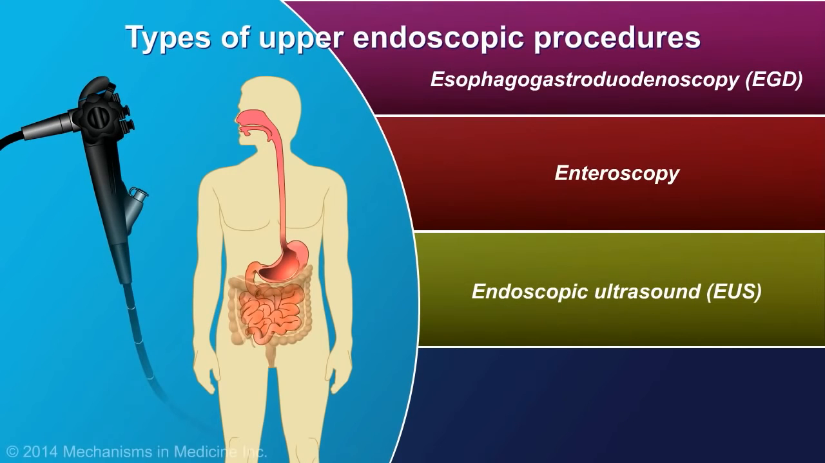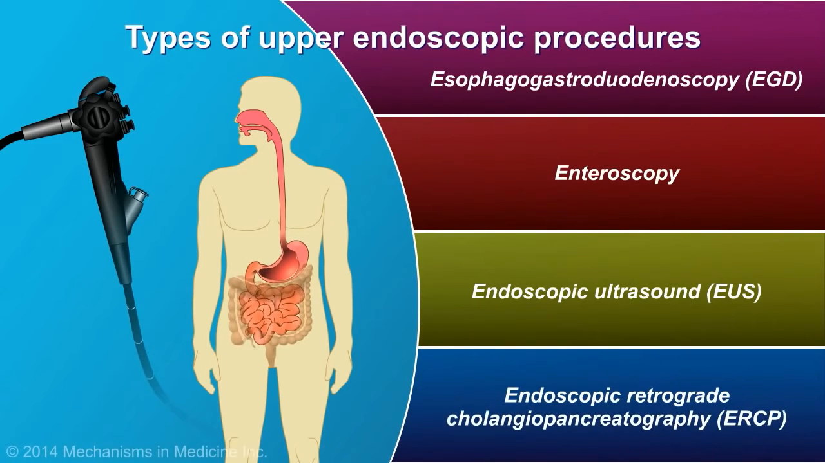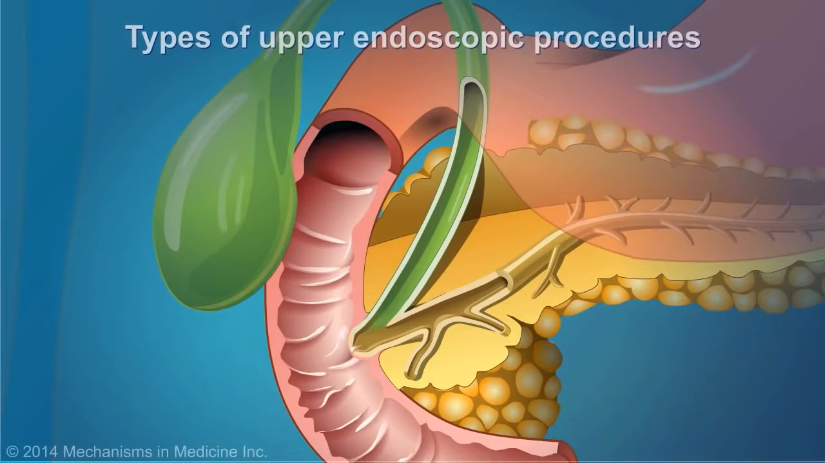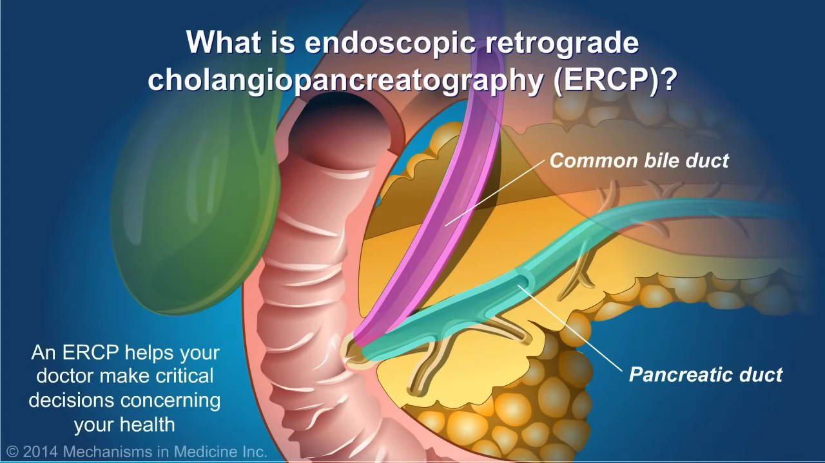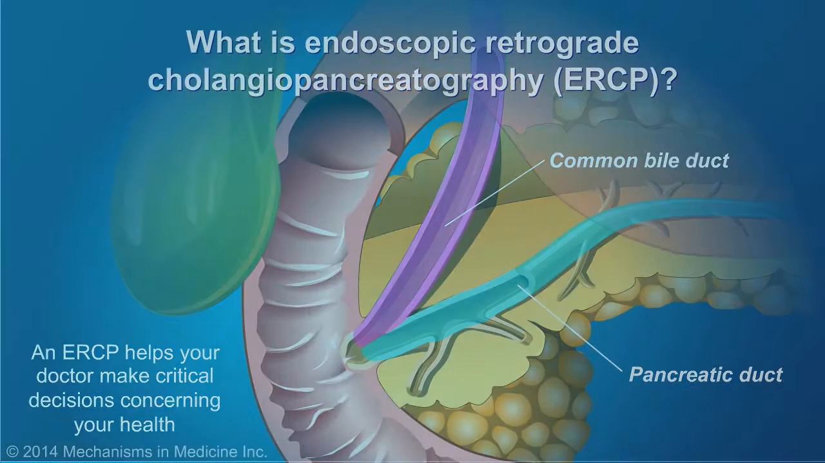Endoscopic ultrasound, or EUS, combines endoscopy with ultrasound to obtain images and tissue samples of the surrounding organs along the GI tract. Endoscopic Retrograde Cholangiopancreatography, or ERCP, is an endoscopic procedure used to examine and treat a specific finding within either the pancreatic duct or biliary tree or bile duct. This procedure helps your doctor make critical decisions concerning your health.